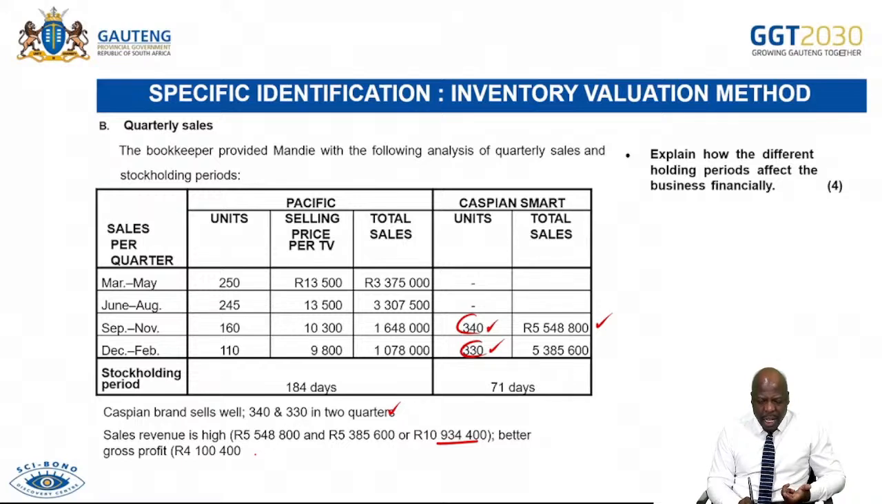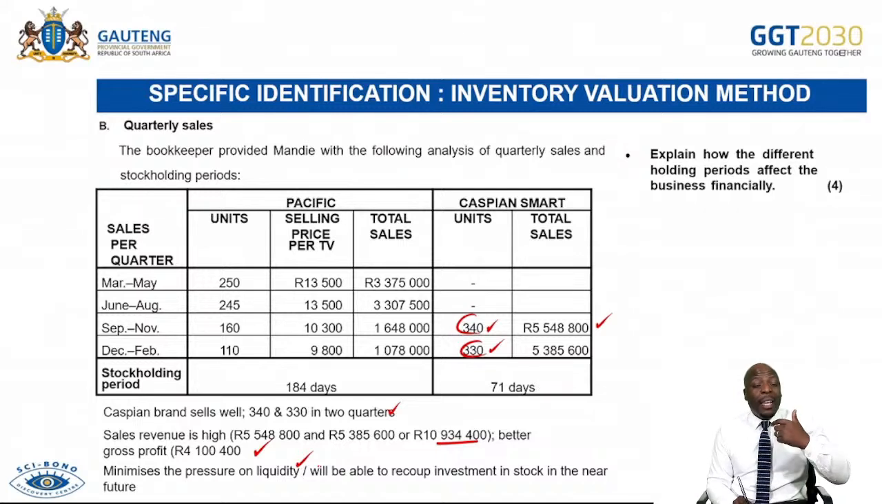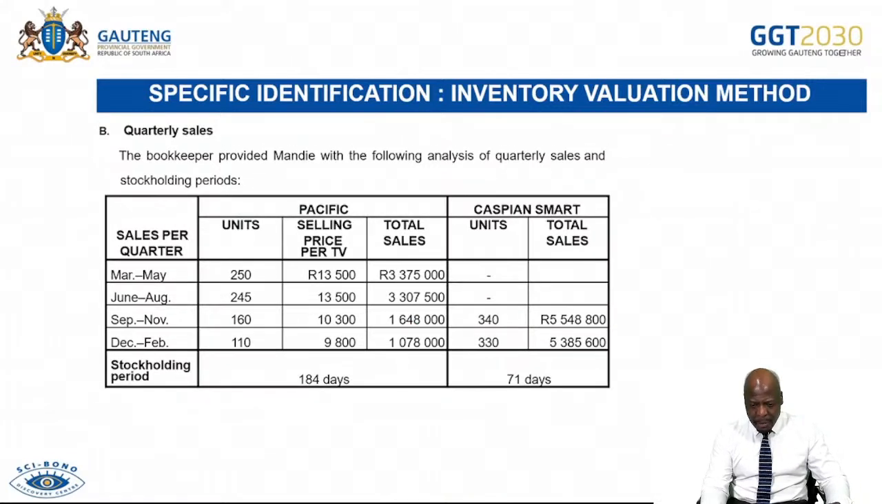All right, so here we're experiencing better gross profit, that is with the Caspian. It minimizes the pressure on liquidity because we're able to buy and sell stock and our stock is moving. So we'll be able to recoup the investment in stock in the near future. That is, the money that is tied up in stock, we're able to get it back in the very near future. So that becomes a very, very good thing for us as a business.